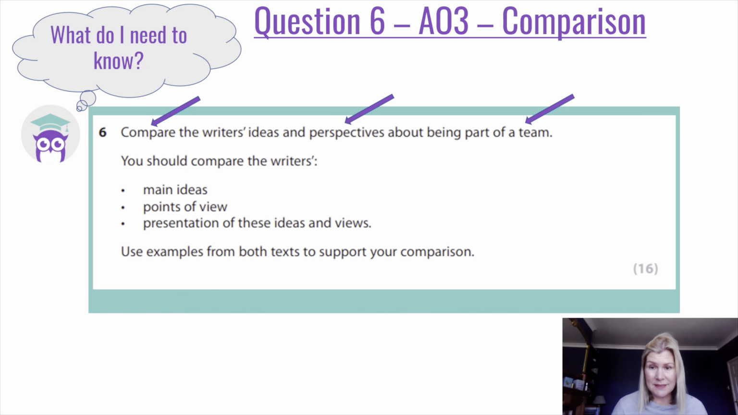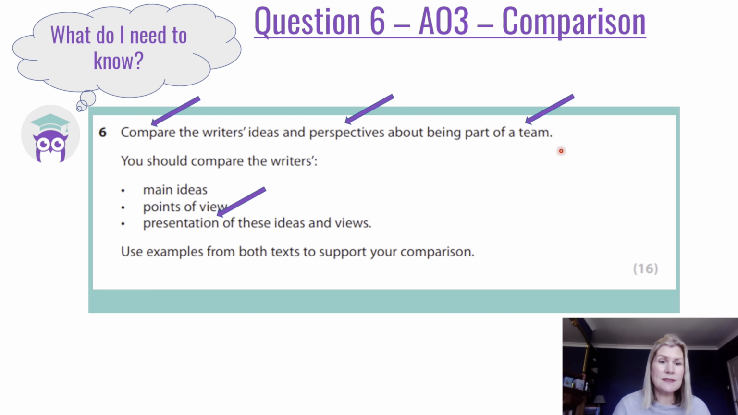Ideas and perspectives. So that means that you're looking at the way that writers or characters feel, the way that they think, what their attitudes are, what their values are. You might be like, both feel a sense of passion or both present a sense of passion. You're not going device-led. So just like with the other one, you're not going to be like, both use metaphors in order to do blah, blah, blah. It's got to be about ideas and perspectives. And then you're going to be given a topic, being part of a team.